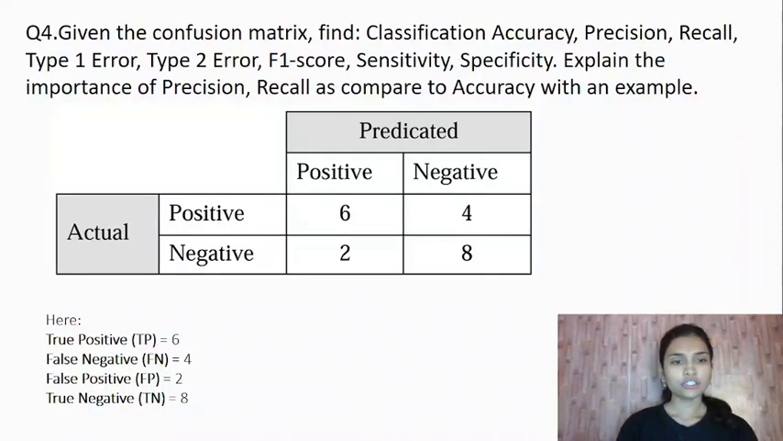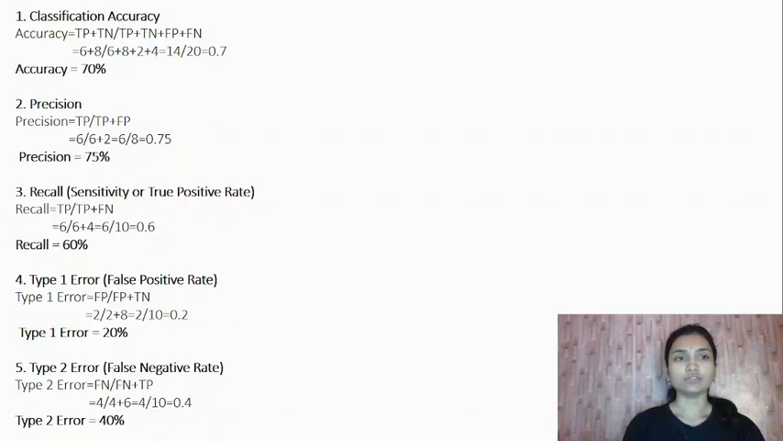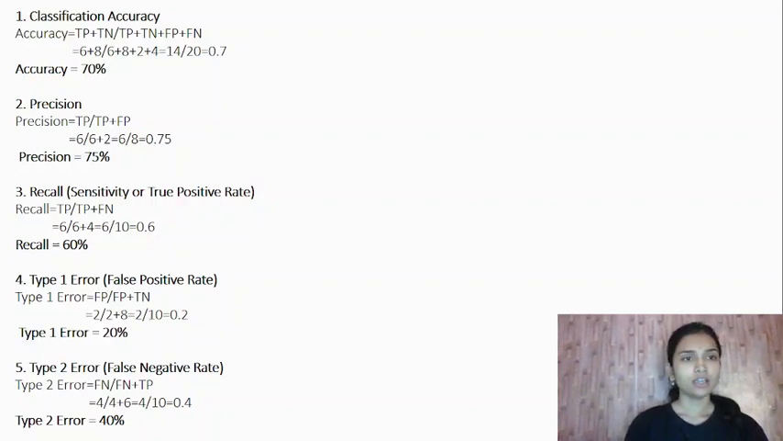True positive is 6, false negative is 4, false positive is 2, true negative is 8. Classification accuracy. We will find the accuracy, and the formula of accuracy is true positive plus true negative upon true positive plus true negative plus false positive plus false negative. So the accuracy is 0.7. Accuracy means 70%.